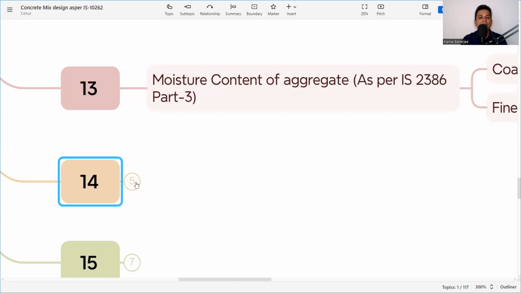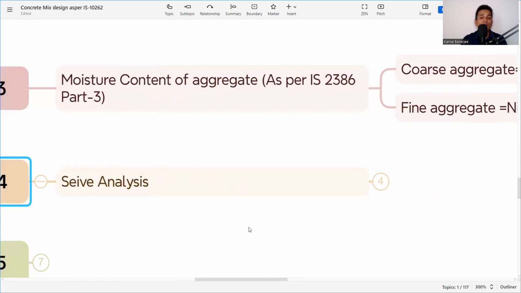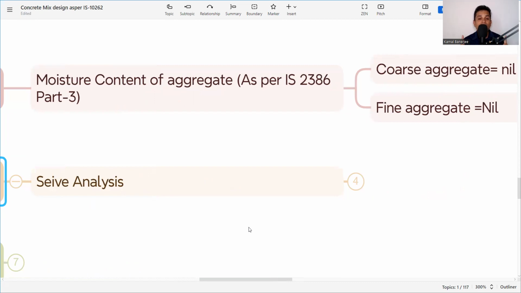Now the next part is sieve analysis. Why do we want to do sieve analysis? Because we decided that the maximum size of the aggregate is 20 mm. Whenever we get the raw material, we need to perform the sieve analysis. After getting the sieve analysis, we need to confirm that our aggregate is as per the code reference, IS 383. This is the code for the coarse aggregate and fine aggregate for concrete mix.